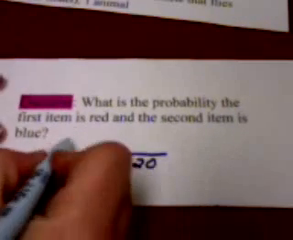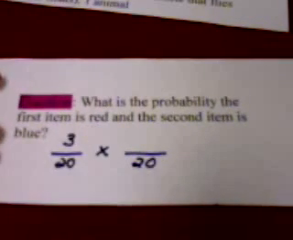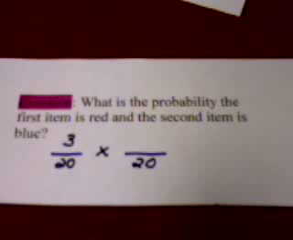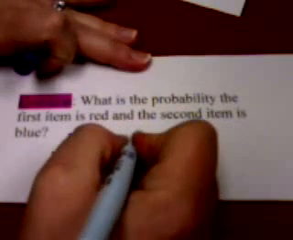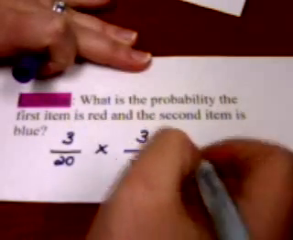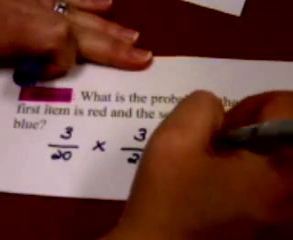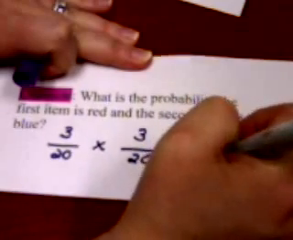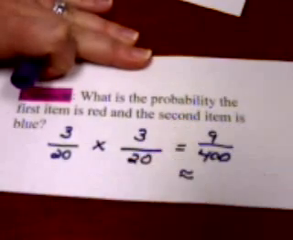Alright, so my red item is going to be 3 out of 20. I'm going to do the same thing with the blue, and you can just take my word for it. But with the blue, I also have 3 blue items. Alright, so this is going to give me a reduced fraction of 9/400. Okay, that is my probability.